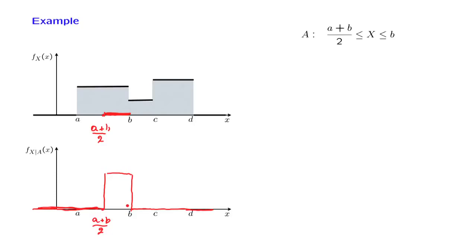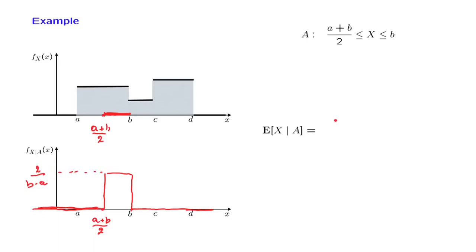Because in this case the length of this interval is half of the distance between b minus a, so the length of this interval is (b minus a) over 2. In order for the area under this curve to be equal to 1, it means that the height of this curve has to be equal to 2 over (b minus a).